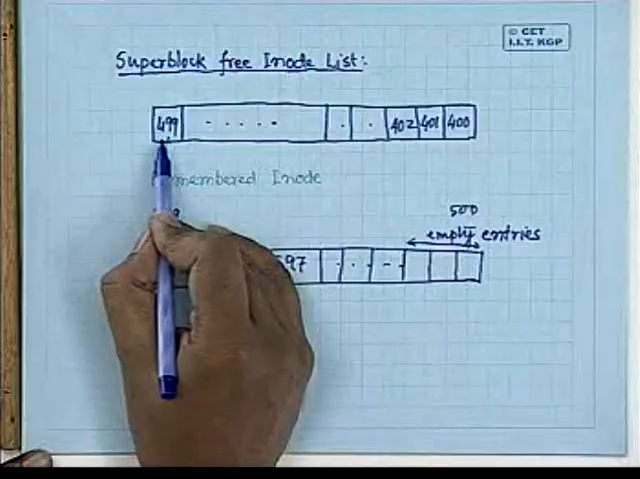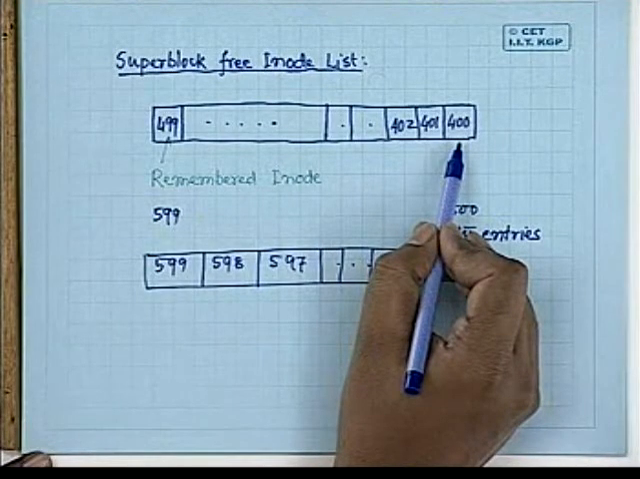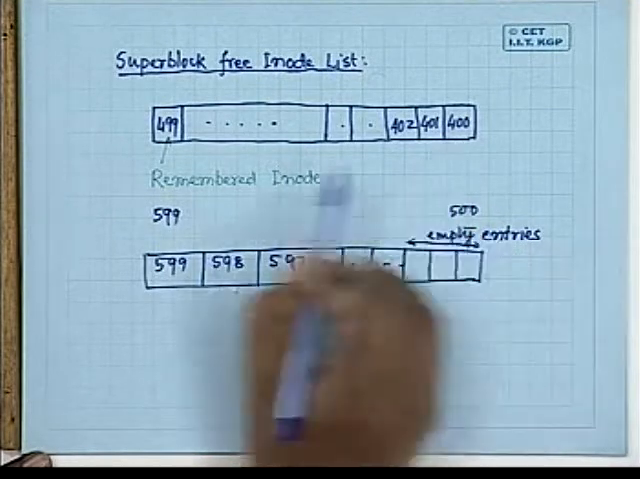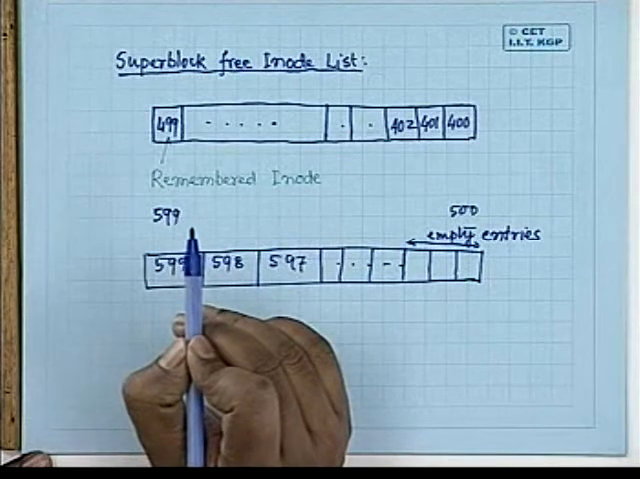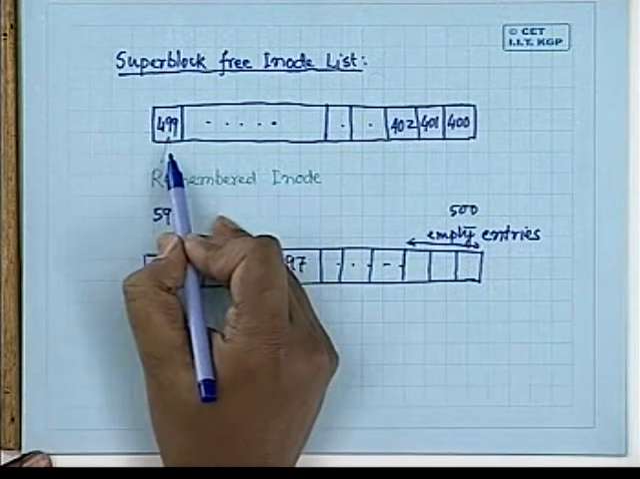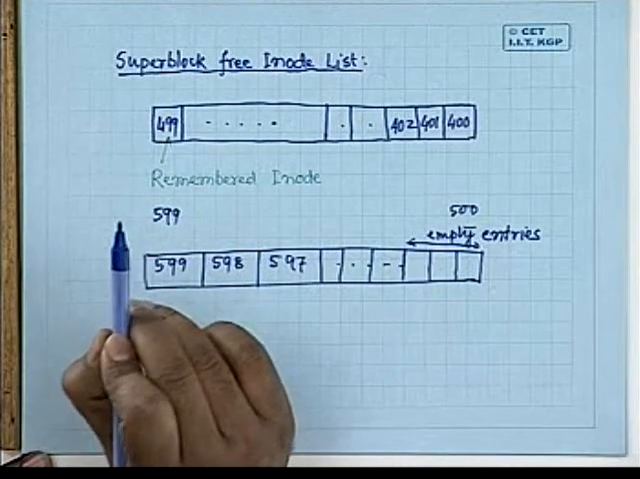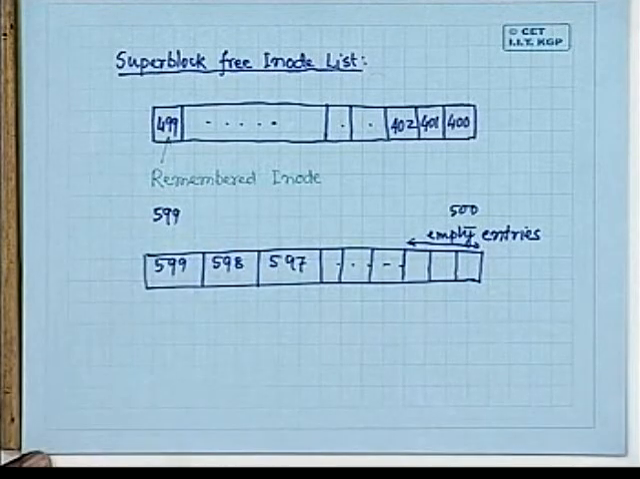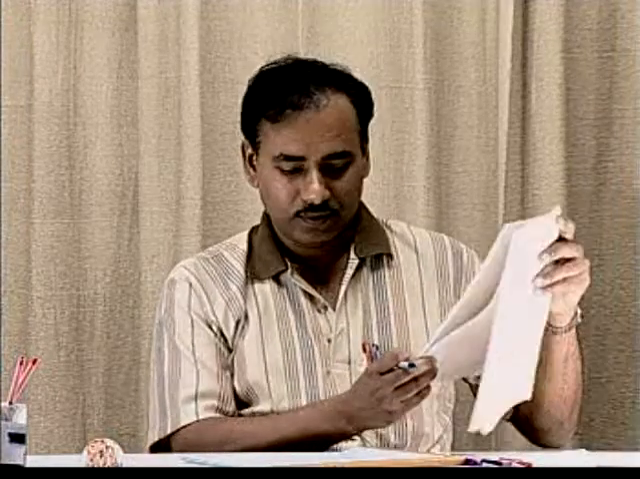Whereas if the inode which is becoming free is 100, in that case I simply replace 499 by 100, and by that I don't lose 499, because 100 is less than 499 and my search will start from 100, so eventually I will come to inode number 499. So these are the techniques which will be used for inode allocation and freeing an inode.